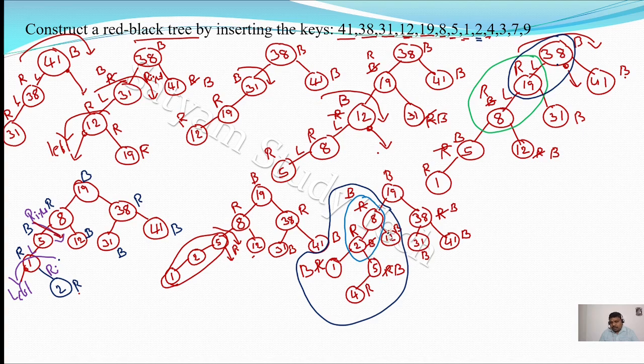Okay, what is the right subtree height? Only 1. So 3 minus 1 is 2. So 8 balance factor is 2. Okay, it is not allowed in AVL tree, but still it is a red black tree. So that is the difference between AVL tree and red black tree.